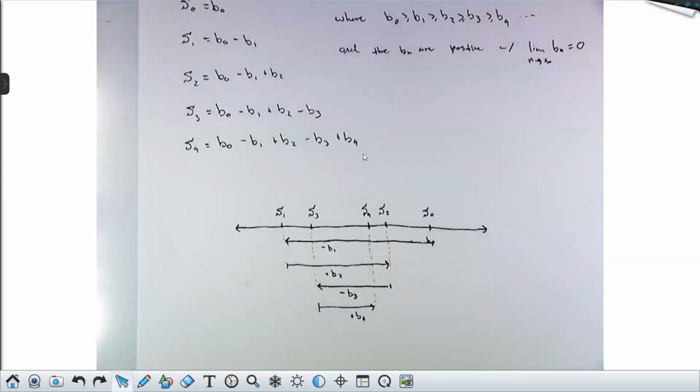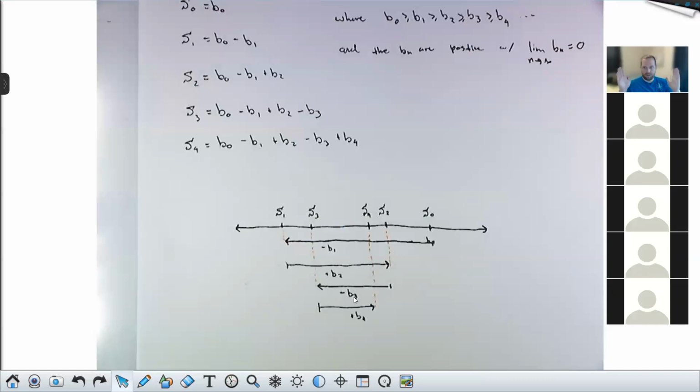So what do you notice about these S's? Just look at the top number line here. What do we notice about these guys? S0, S1, S2, S3, S4. They've got to be coming in towards some point here because they're nested, right? These S's.